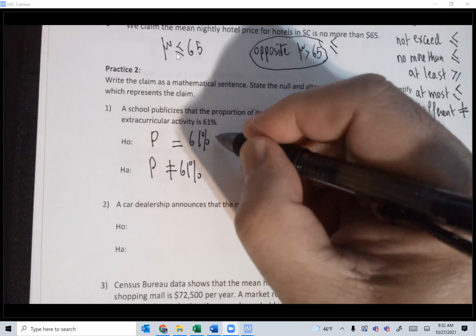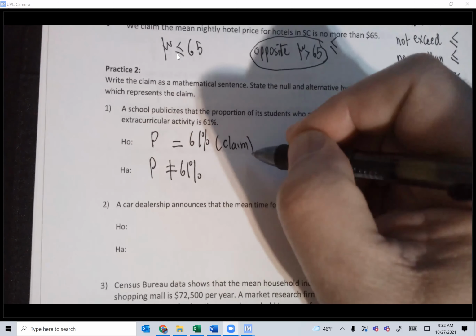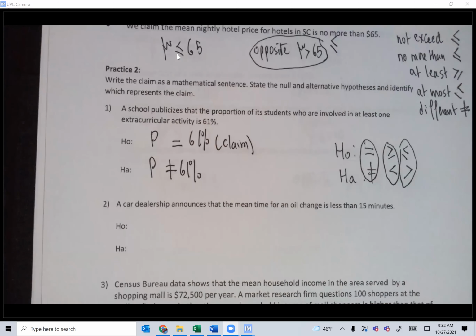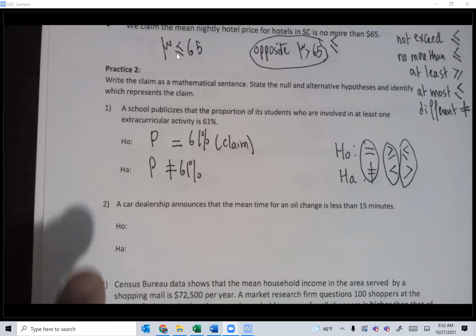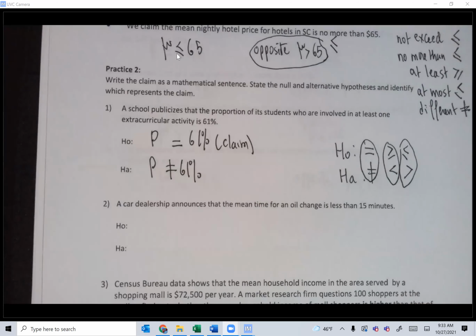And the claim happened to be in H0. Sometimes the claim is in H0, other times the claim is in HA. But in real life, guys, we try not to support H0. So most claims should be in HA. If you want to speak in favor of your claim, it has to be in HA. But it doesn't mean that it's gonna fall in HA. Here he says equal, so the claim is H0.